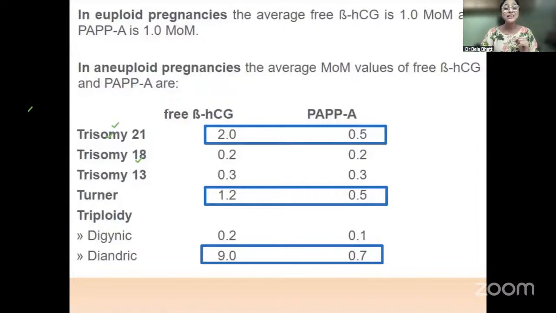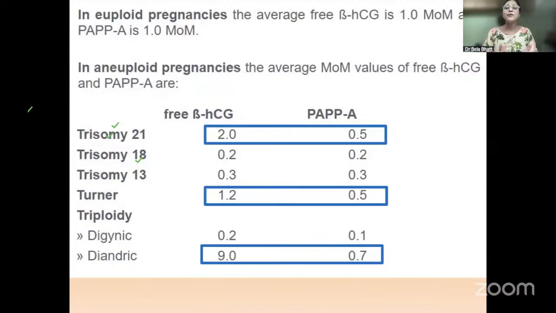But well, friends, not just trisomy 21, even in Turner, you will find that beta HCG is slightly higher and PAPP-A is slightly lower, and in digynic triploidy, beta HCG is very high and PAPP-A is low. So a similar combination you find in many other conditions. Whereas in trisomy 18 and 13, you'll find that beta HCG and PAPP-A are both low.